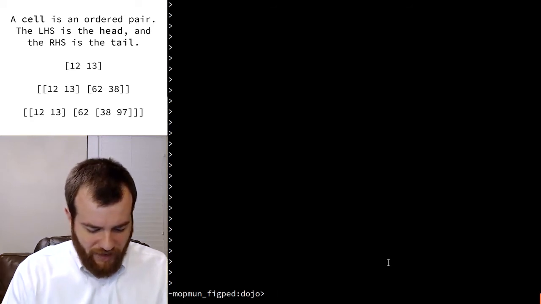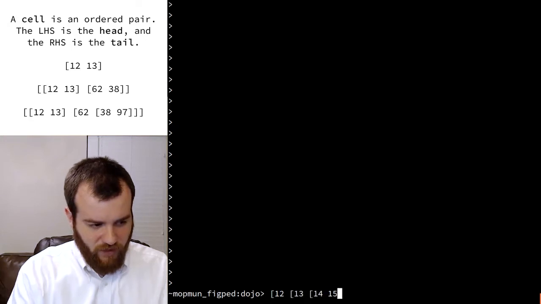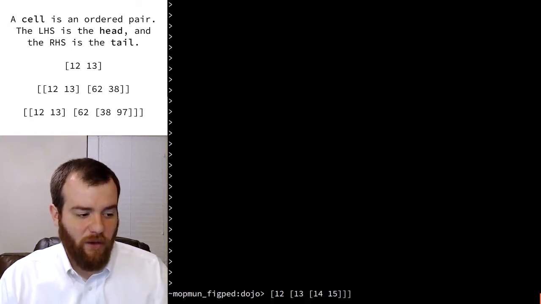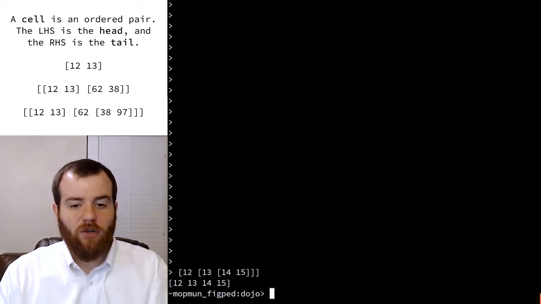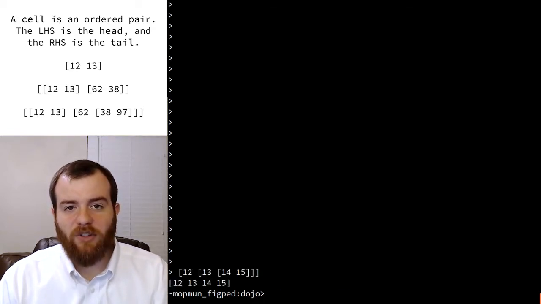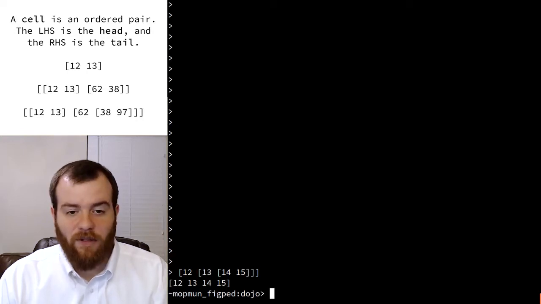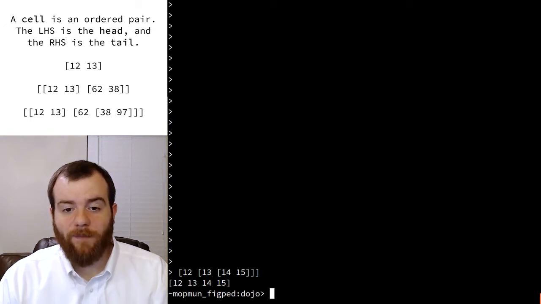So let's say I have this noun where I have 12, 13, 14, and 15. Okay, so this is a cell where the head is 12 and the tail is another cell. So if I put that in Dojo, it returns the same thing, except it strips out all the interior square brackets. And it does that because this is actually still the exact same cell. It's the same noun because everything is assumed to be aligned right.